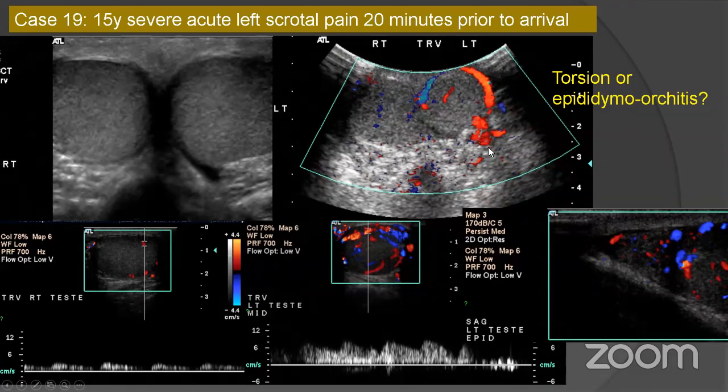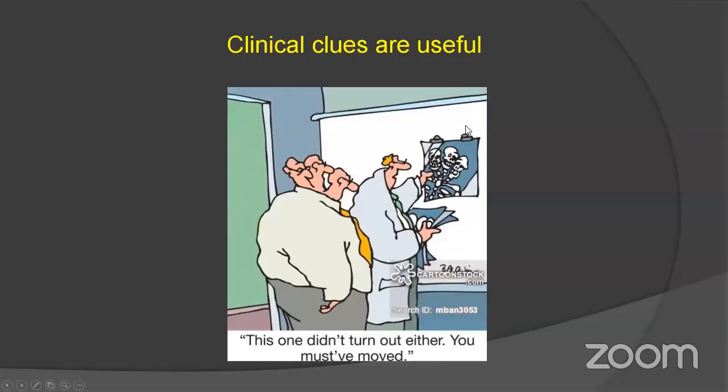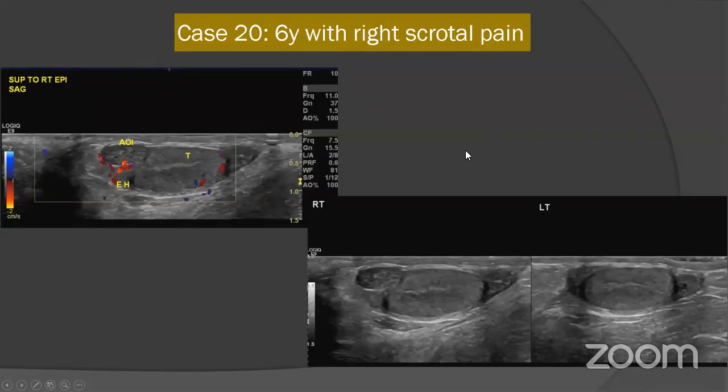So the tech placed the probe. This was totally devoid of flow on the left side. The physician detorsed, and the images were taken right after detorsion. So you have reactive hyperemia. So pay attention to all the clinical clues and work very closely with the emergency medicine physicians.